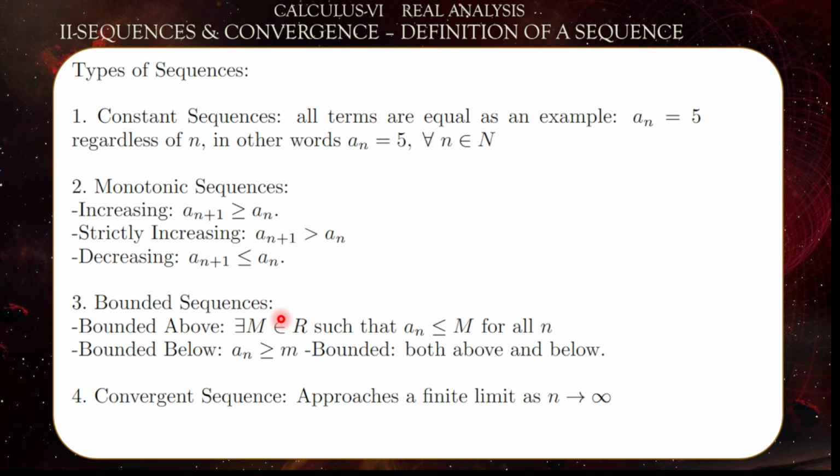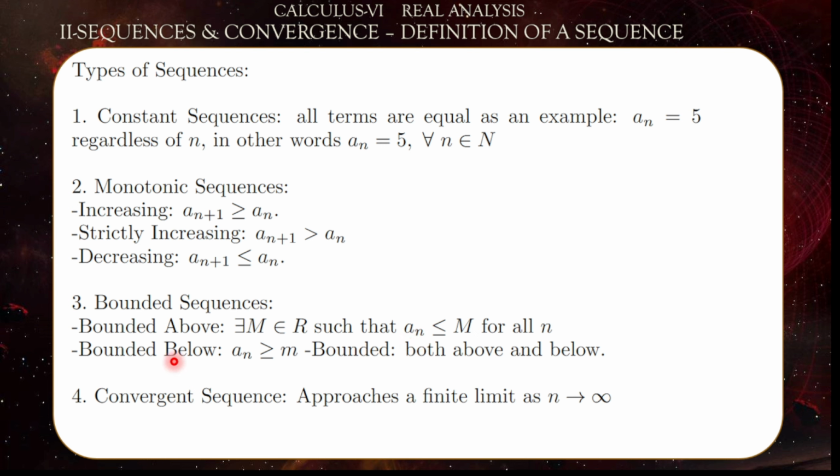Bounded sequences. You have 3 types here: either bounded above, or bounded below, or bounded both. Bounded above means that there exists a real number, capital M, within the R space, such that an is always less than or equal to capital M for all values of n. Now, an may not necessarily achieve M literally. It may approach M if M is simply an upper limit. So M is the upper boundary that an can never cross, can never go beyond.